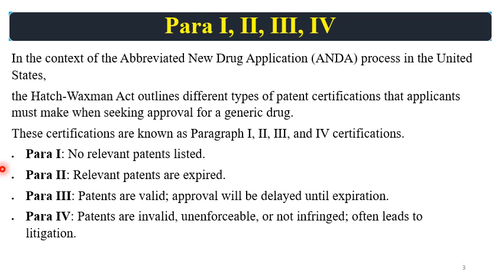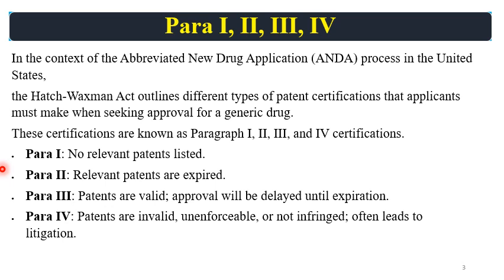So for paragraph 1, no relevant patents are listed. So you should go to the Orange Book and see which type of patents are there, whether there is any patent or not, what the expiry period is if a patent is there, and how many patents are there. All this information is required to be studied in detail. Para 1 filing means no relevant patents are listed. Paragraph 2 means relevant patents are expired.